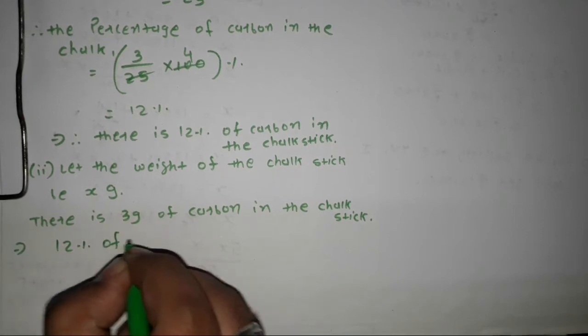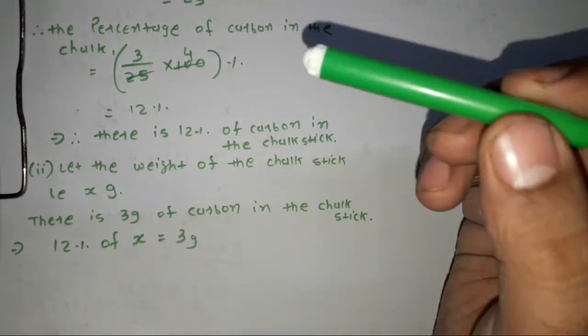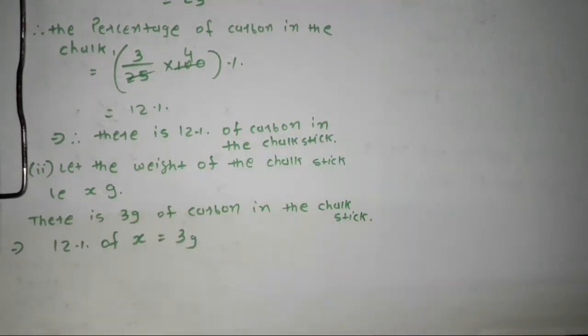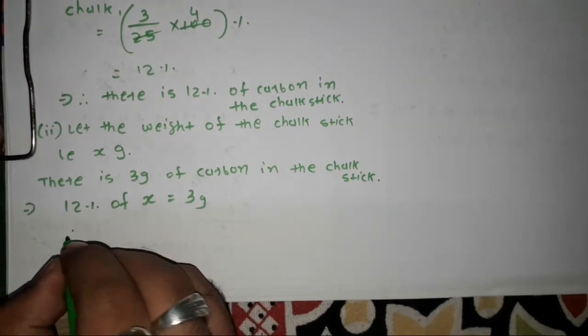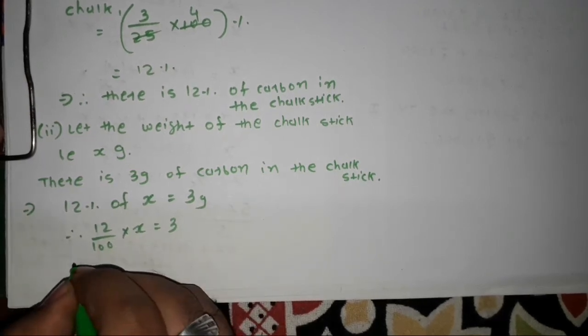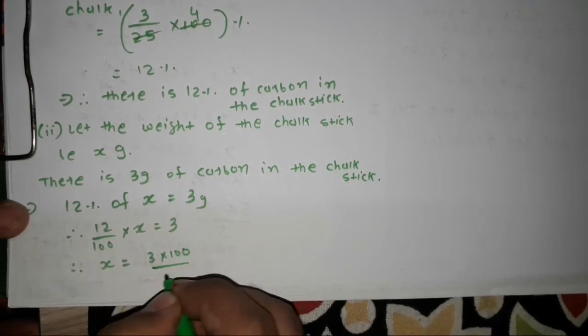12% of x is equal to 3 gram. Why? Because the total weight of chalk is x, and from that 12% is carbon, and just now we found 12% of carbon is how much? 3 grams. So the total weight of the chalk is x gram, and its 12% is 3 gram, which is the weight of the carbon. To solve this, therefore 12 upon 100 multiplied by x is equal to 3. So therefore x is equal to 3 multiplied by 100 upon 12.